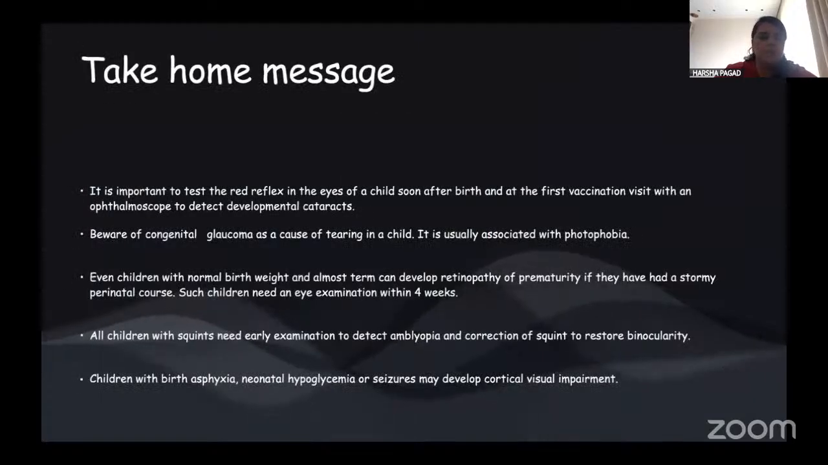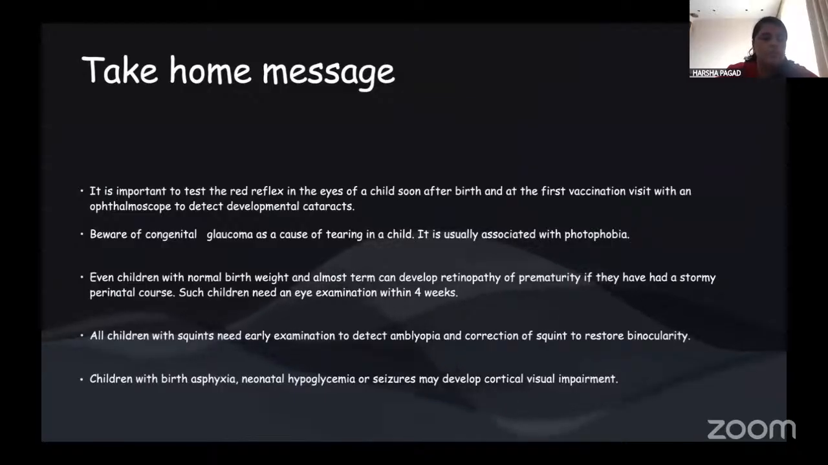So my take home points are: it's important to assess the red reflex in the eye of a child after birth and maybe at first vaccination with an ophthalmoscope, and be aware of congenital glaucoma as a cause of tearing. Even children with normal birth weight but stormy perinatal course can have retinopathy of prematurity. So please send them for evaluation.